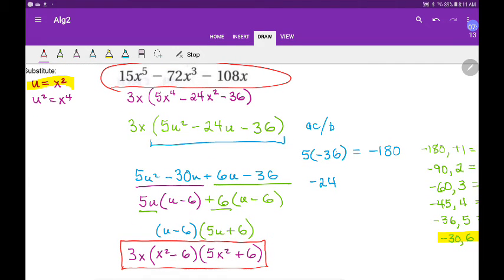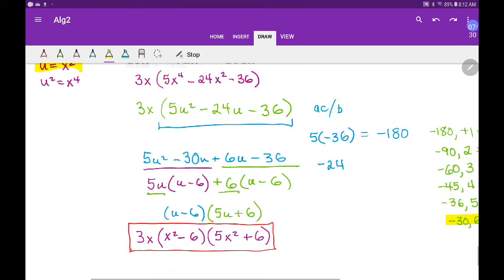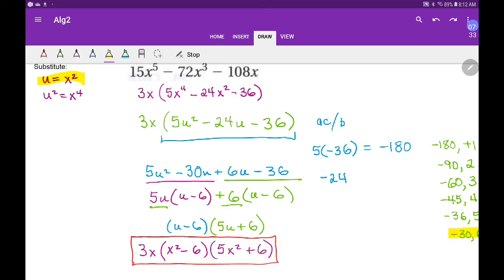And a quick check is to multiply the constants. If I had 3x times negative 6 and positive 6, I would get that. Okay, so that's a good check there. And then what else could I check real quick? I could say 3x times x squared times 5x squared, and that would give me 15x to the 5th if I did that. So I'm liking my answer. I could multiply it all the way out if I were really worried.